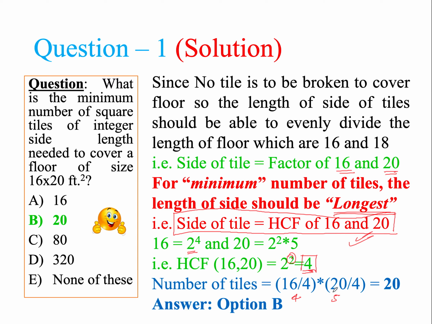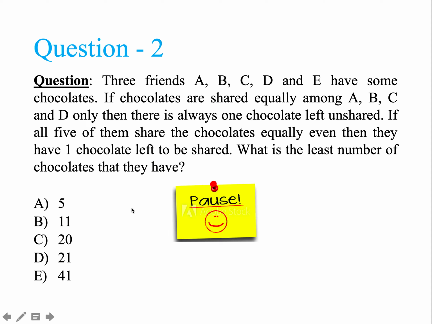That means there are 5 tiles that can be put on the length 20. So the total number of tiles that we have is 4 times 5, which is 20, and that becomes our answer. Now having solved this question, let's quickly move on, and here is the next question.